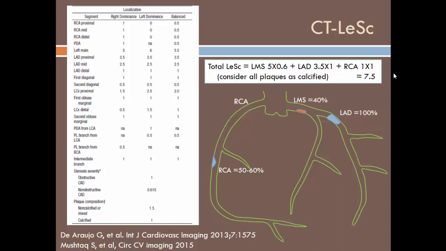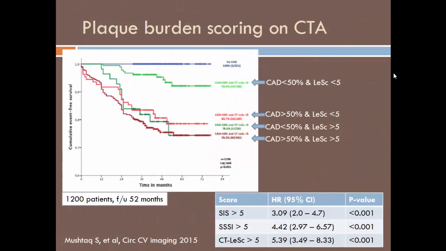So this is obviously the most comprehensive method in terms of assessing the plaque burden on coronary CT angiography. Now, this particular study tried to use all these 3 methods in 1,200 patients and followed them for 52 months. What they found was that a Leiden score of more than 5 was significant, irrespective of whether the stenosis was less than 50% or more than 50%. You can see there.